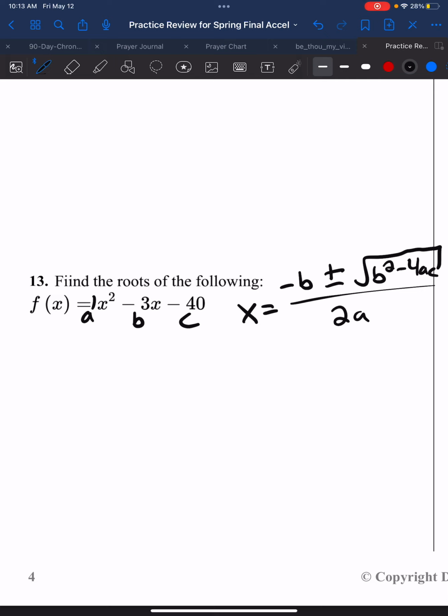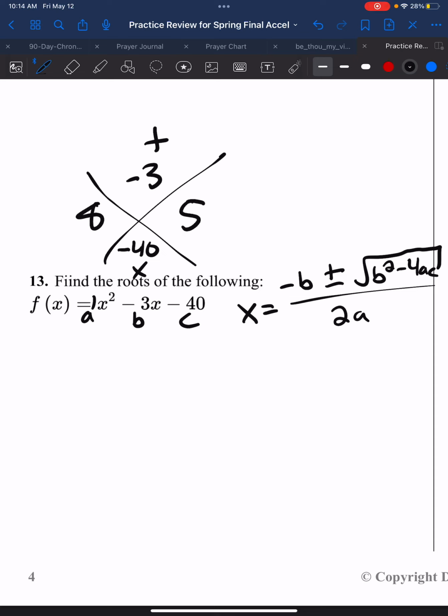Or you could just factor this with the x method. So if I factor this, it adds to the middle number, -3, and multiplies to the last number, -40. When I think about numbers that do that, I would have 8 and 5. And I want to add to a negative here, so I want to add to that -3. So 8 needs to be negative. So when I write this out, I'm going to have f of x equals x minus 8 and x plus 5.